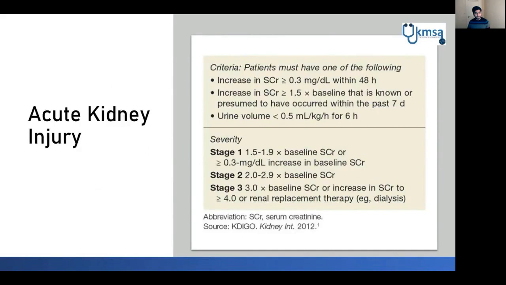It can be graded on severity, stage 1, 2, 3. That's more relevant in research, and also sometimes if we want to compare people with AKIs. Someone with a mild versus a severe AKI is very different, so it's important prognostically.